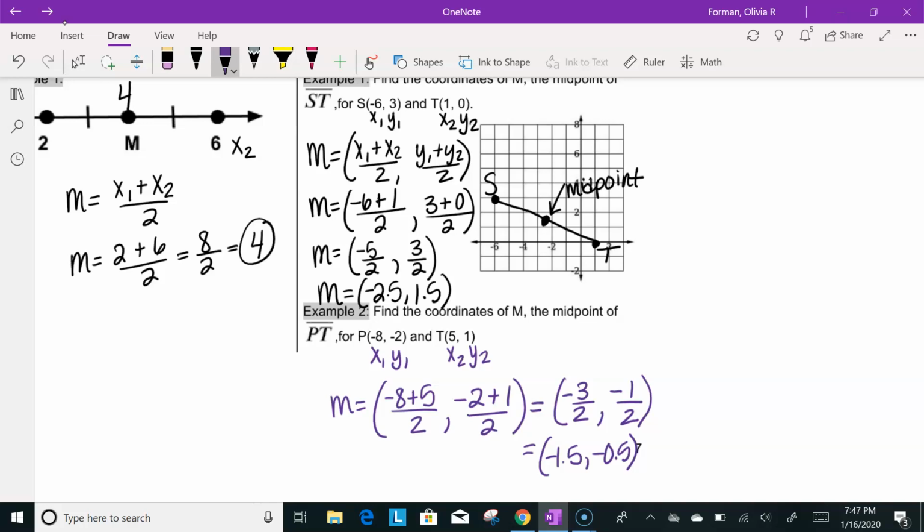I didn't put a graph there for you to see it, but that is correct. So the midpoint was at negative 1.5, negative 0.5. You can leave it as a fraction. That is totally fine as well.